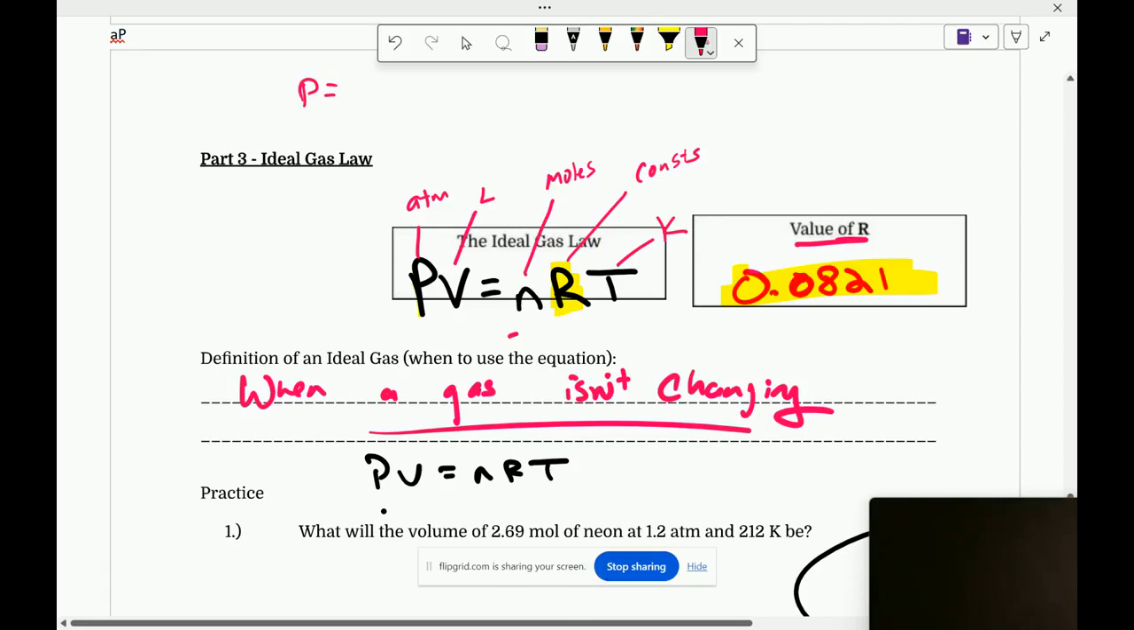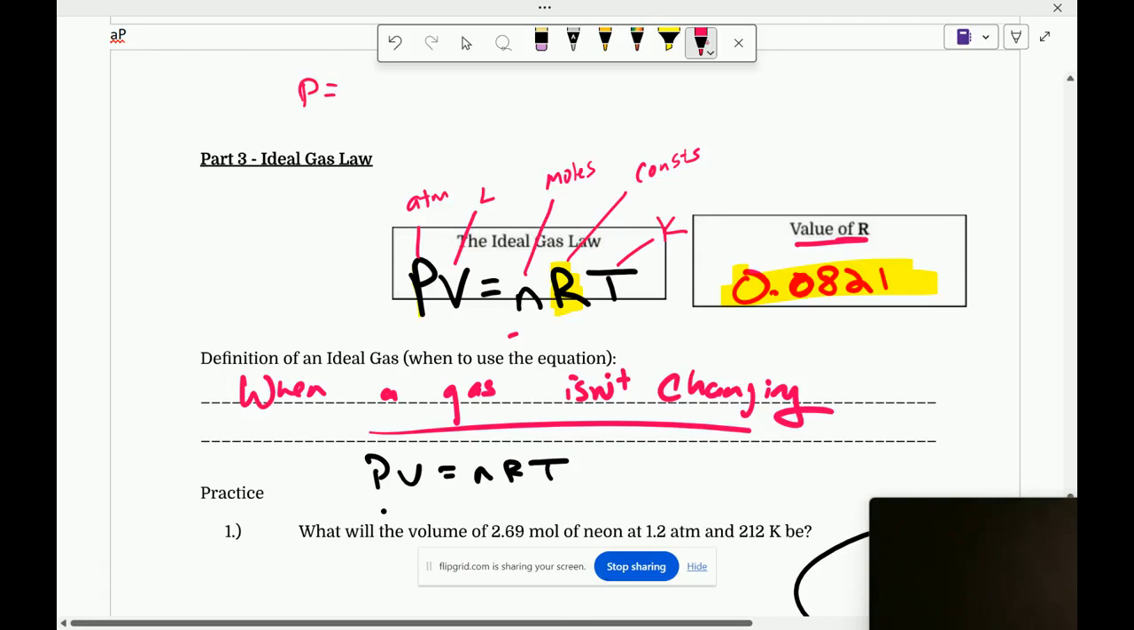Ready? So here's what the question asks. When this gas isn't changing is when we use this. Okay? What will the volume be? V, right away. So what equation am I going to use? nRT over P. V is equal to nRT over P. Okay? What will the volume be when 2.69 moles of neon at 1.2 atmospheres and 212 K?